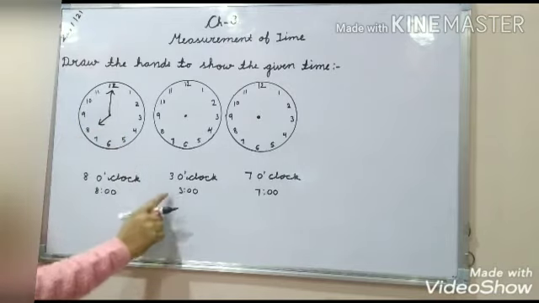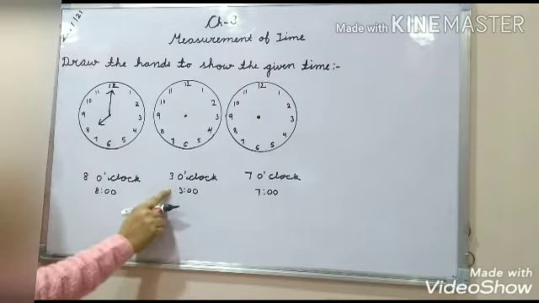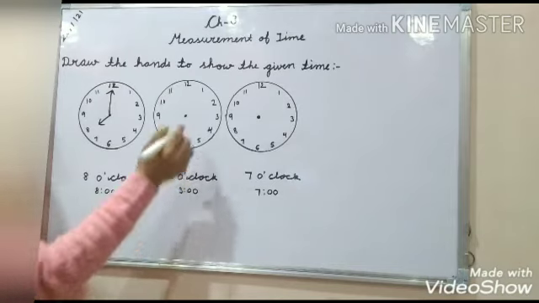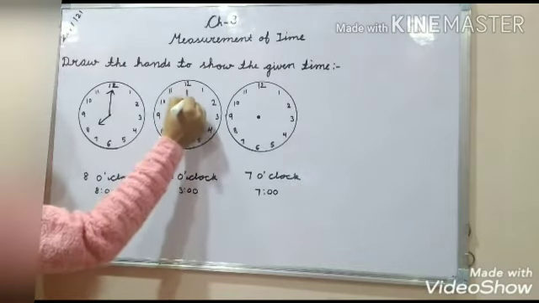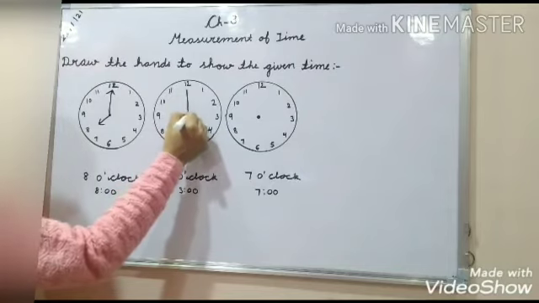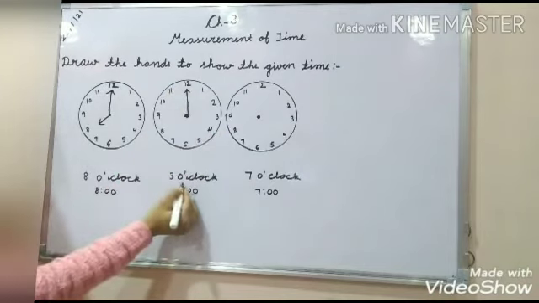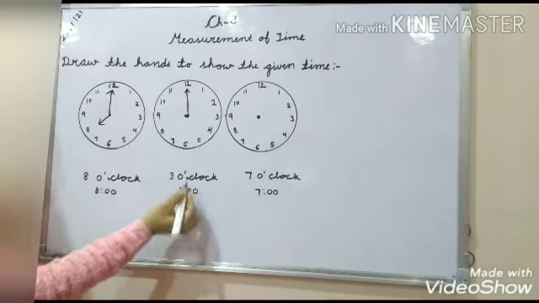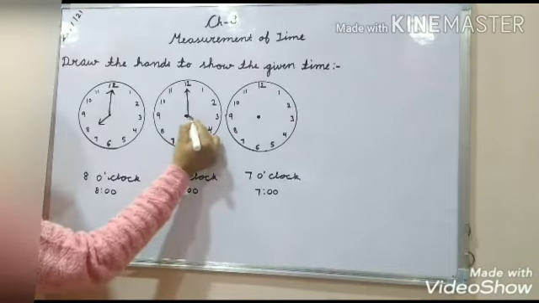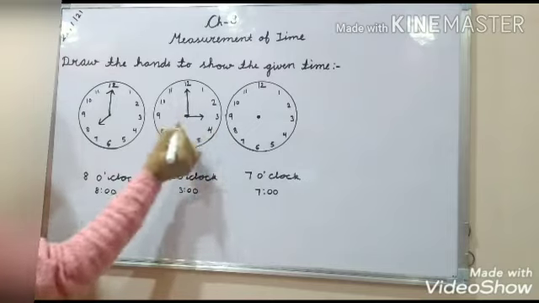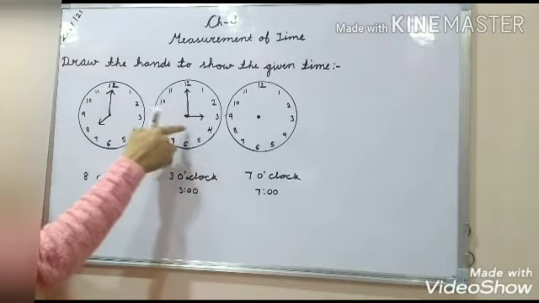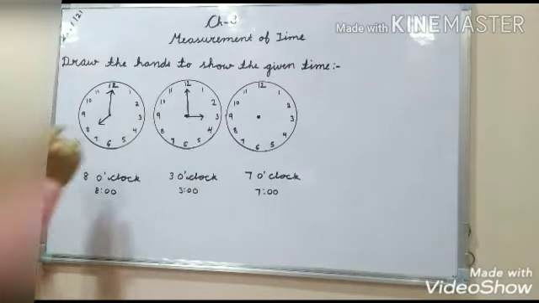Here in the next clock, that is 3 o'clock. O'clock means you will make the longer hand or minute hand at 12 and the short hand will be at 3 here. So you will make the short hand at 3. That is 3 o'clock. Now the clock is showing the time 3 o'clock.